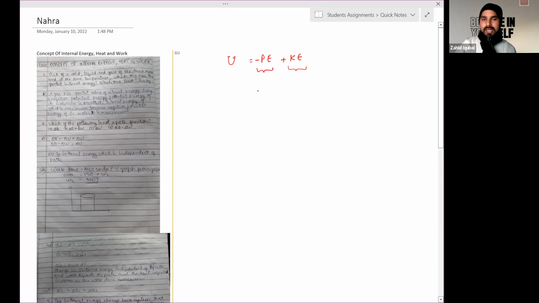Like in the case of gas, particles are freely moving, so it will have the least interaction between them, so it will have the least potential energy. So a very small amount of energy will be subtracted from the kinetic energy, so it will have greater internal energy. So out of solid, liquid, gas, we can say gases will have maximum internal energy and solids will have least internal energy.